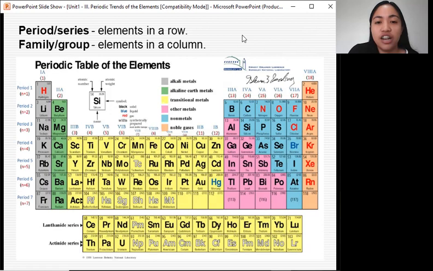Family or group are the elements in a column. So these are the vertical. Group 1A is composed of hydrogen to francium, group 2A from beryllium to radium, and so on. Group 3A, group 4A, 5, 6, 7, and 8A. Group 1B, 2B, 3, 4, 5, 6, 7, 8, 9, 10B. So those are the families or groups.